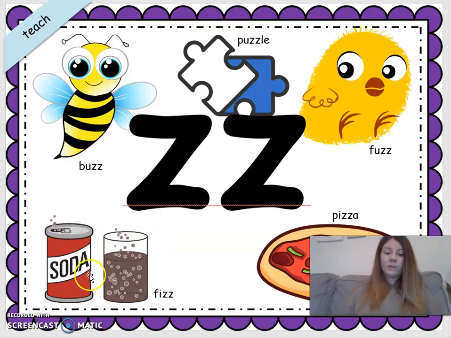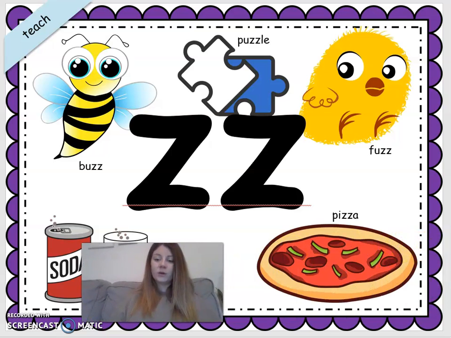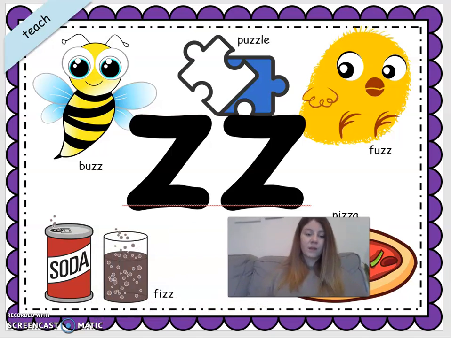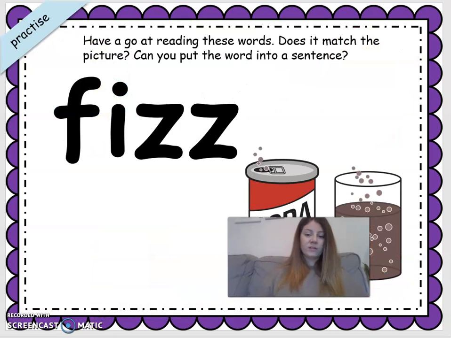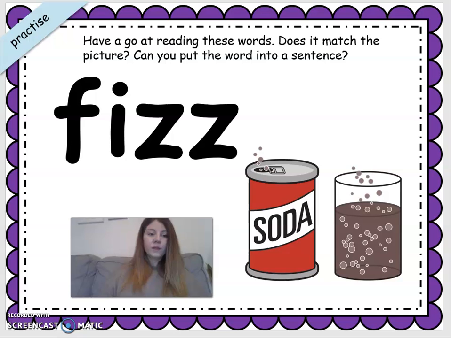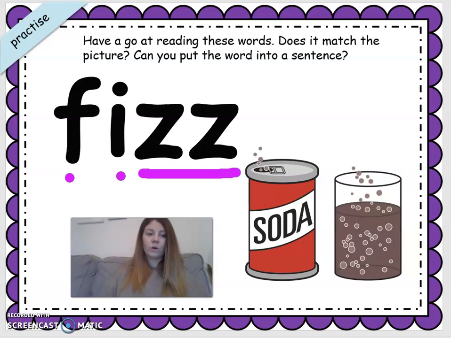Okay, can you see anything else that might have the sound z in it? Here we've got a fizzy drink and it makes a fizz sound. We've got a puzzle, a little chick and his fur is a little bit fuzzy. Fuzz. And finally, who likes this one here? Pizza. Pizza. Okay, let's have a go at reading some words. So, let's put our sound buttons on. And we put a line underneath the Z because we just say it once.